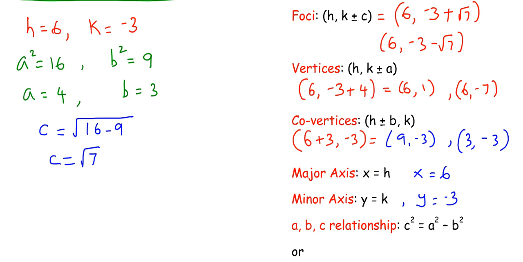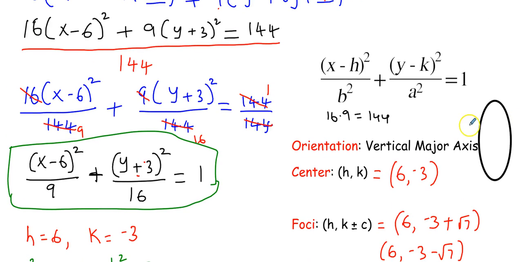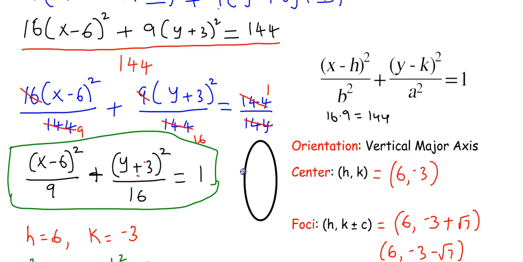You can please try to draw that ellipse, and like I said, it is going to be in this form. Your ellipse orientation is vertical, major axis you'll have.